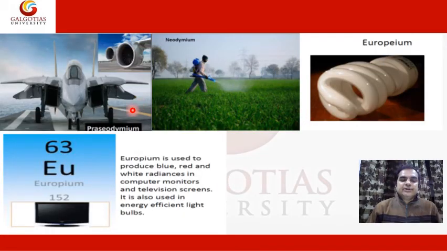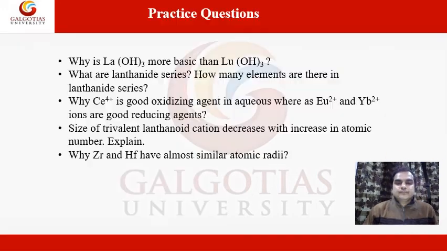Similarly, praseodymium can be utilized for making parts of aircraft, while neodymium can be utilized for agricultural purposes, and europium can be utilized for making CFLs. Europium, which has atomic number 63, can be utilized to produce blue, red, and white radiances in computer monitors and television screens. It can also be utilized for energy efficient light bulbs.